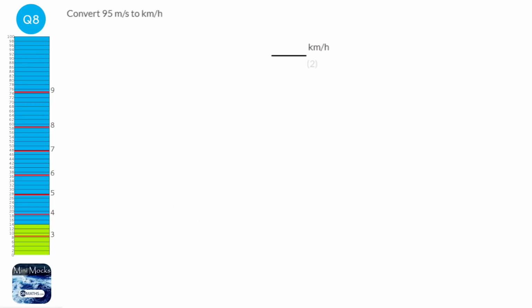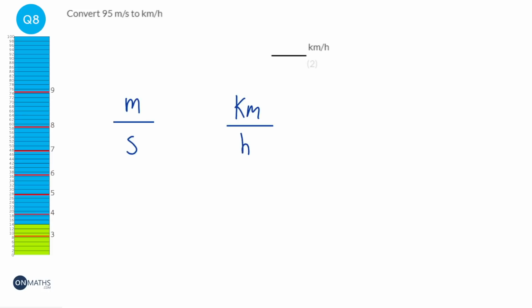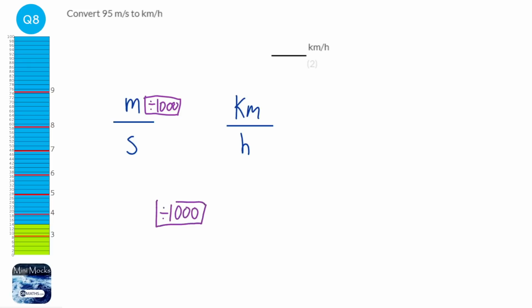So for this question, we need to understand that the units we currently have are in meters per second, and the units we want to convert them to are kilometers per hour. Now to convert the meters part is quite easy, because all we need to do is divide by 1,000. And when you divide the top of a fraction by 1,000, you just divide the whole thing by 1,000.